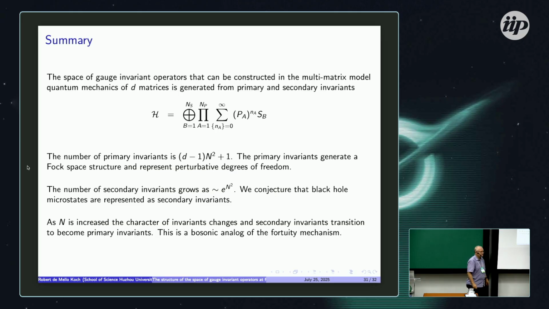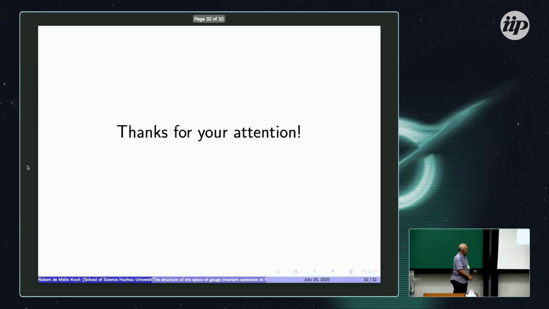The number of secondary invariants wasn't previously studied. We now have arguments that it grows as e to the n squared. By the way, this proof that it grows as e to the n squared is related to the asymptotic growth of Littlewood-Richardson coefficients, which was proved, I think, 3 or 4 years ago. As n is increased, the character of invariants can change, and something that is a secondary invariant can transition to become a primary invariant. And we're putting this forward as a bosonic analog of the fortuity mechanism. So thanks for your attention.